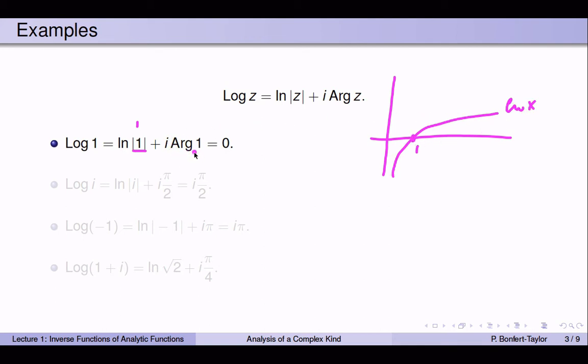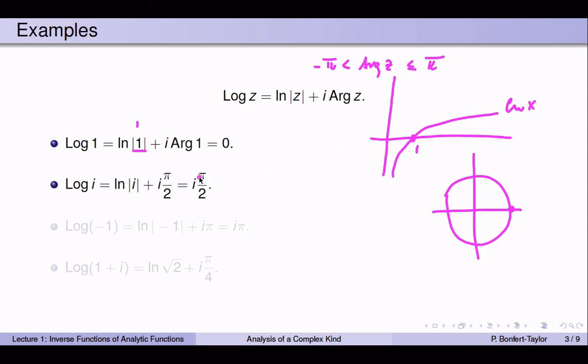Plus I times the argument of 1. But the argument of 1 is the angle that the line segment from the origin to 1 forms with the positive real axis, and that is 0. Remember, the uppercase argument is between negative pi and pi.